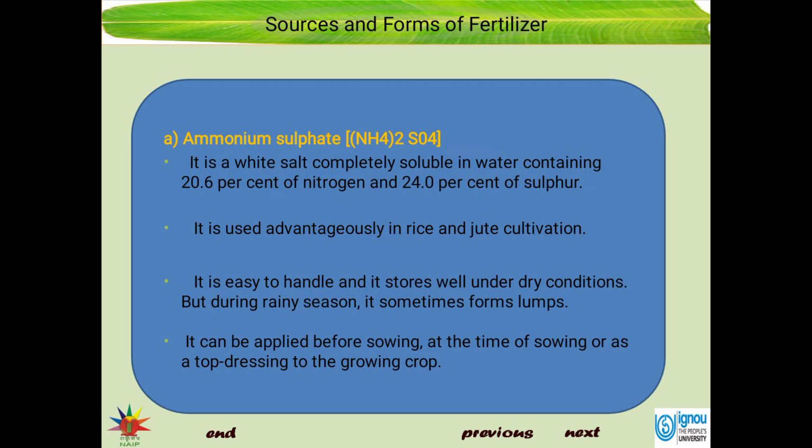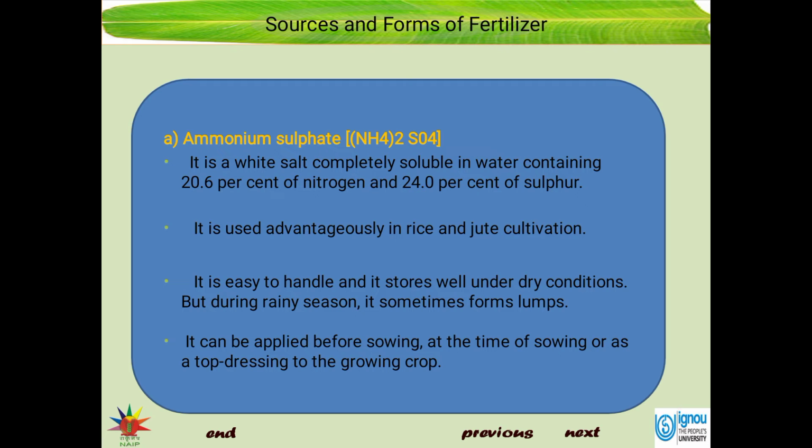So it is important. In the case of the ammonical fertilizer ammonium sulphate, it contains 20% nitrogen and 24% sulfur. So it is a combination of one important primary nutrient and a secondary nutrient, that is sulfur. It is a combination of both primary and secondary.